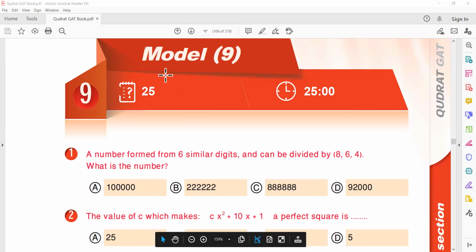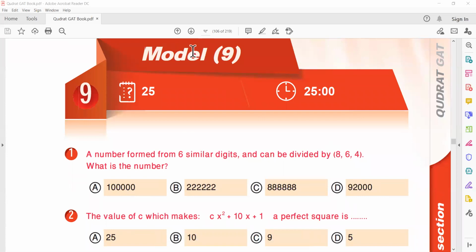Now, how do I know division by 8? If the first 3 digits on the right are divided by 8. How do I know divided by 4? If the 2 digits, the units and tens, are divided by 4. And how do I know division by 6? If it is divided by 2 and 3.